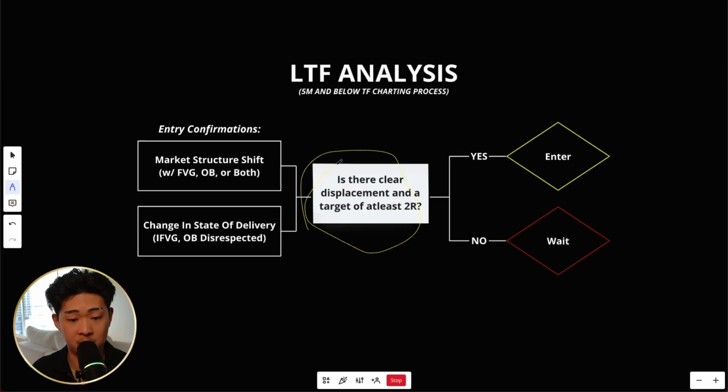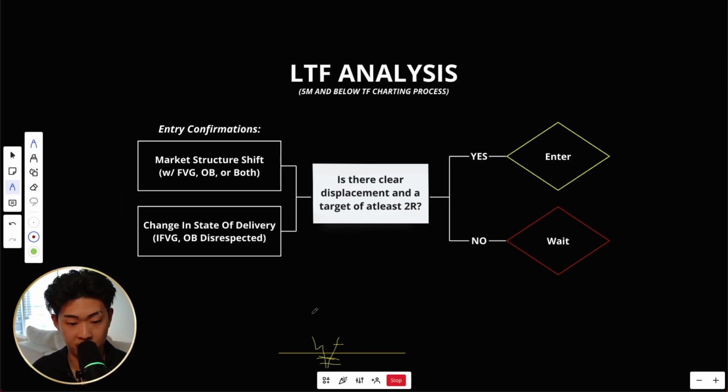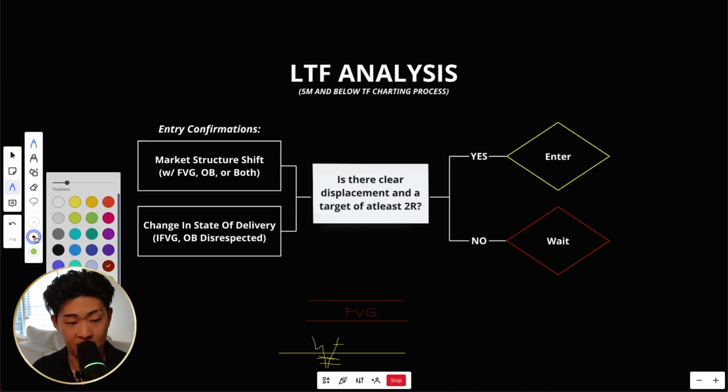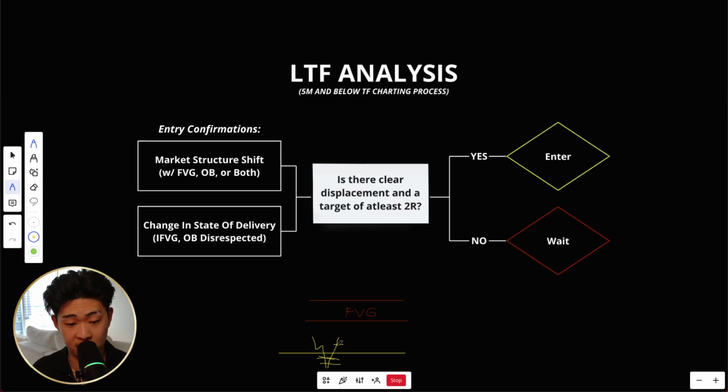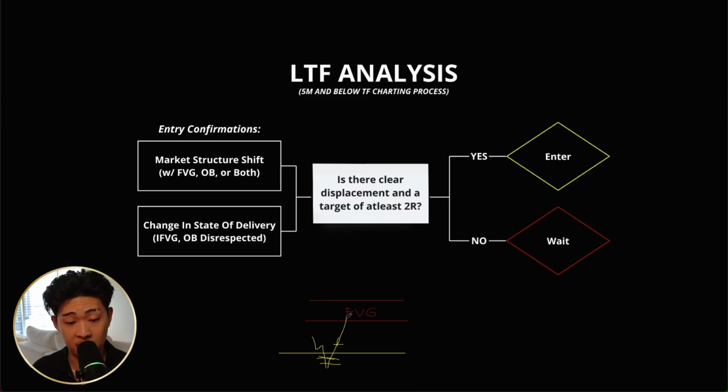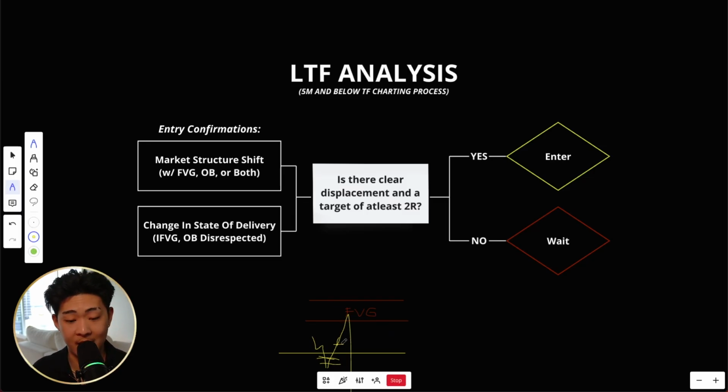After that, is there a clear displacement and a target of at least a 2R? If yes, you can enter, and if no, then you need to wait. And what does this mean? Well, let's say you have an inverted fair value gap setup down here, but let's say there's also a bearish fair value gap somewhere, and the bearish fair value gap on the 15-minute time frame just happens to be resting above your entry. So even though this is a valid inverted fair value gap for a buy, because we have this bearish 15-minute fair value gap, you're not going to get a 1 to 2 before price has the potential to come down and get you out of that entry, because we ran into a higher time frame gap.